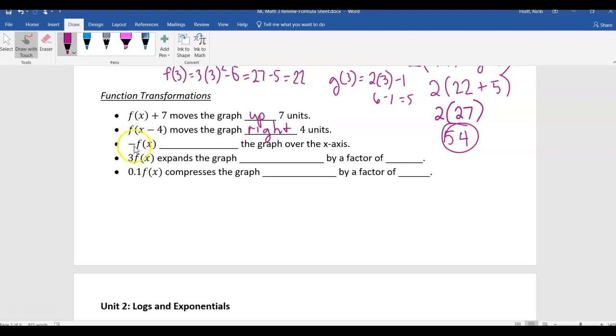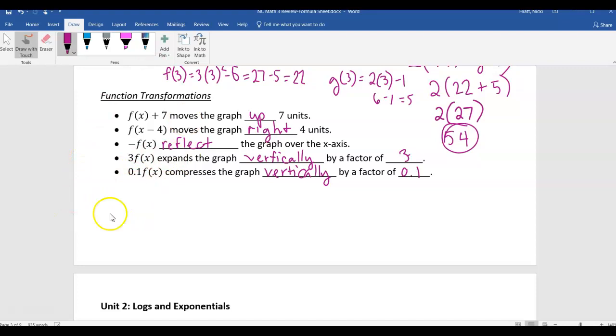If we put a negative out in front of our equation, it is going to reflect the graph over the x-axis. It's going to flip it upside down. If we have a number out front that's multiplied, that's either going to stretch out or shrink down our graph. This will expand the graph vertically by a factor of 3. Or if it's a small number, if it's a number between 0 and 1, it's going to compress the graph vertically by a factor of 0.1 for that.